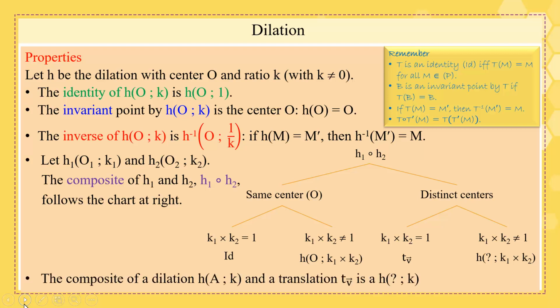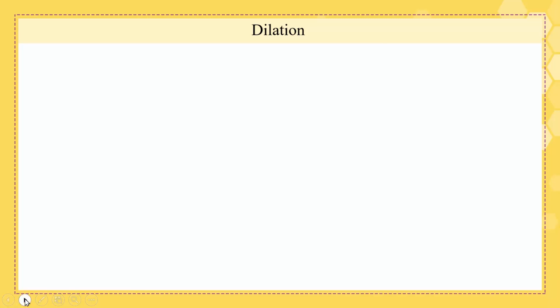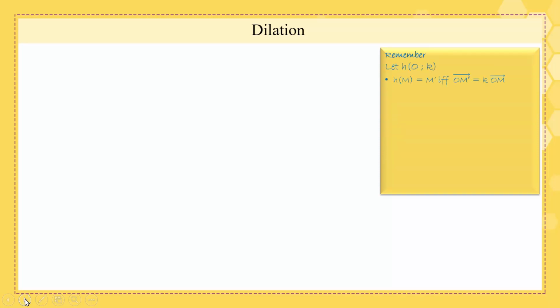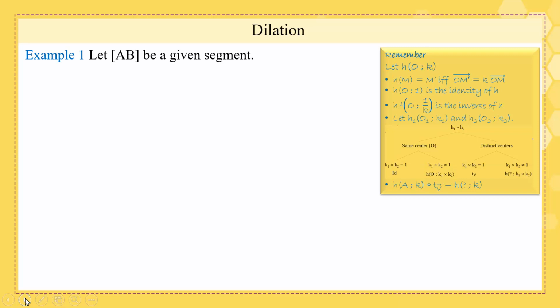The composite of a dilation of center A and ratio K and a translation of vector V is a dilation of unknown center to be determined and a ratio K, which is the ratio of H. Now, remember these rules that are mentioned in the first slide. Let us go to the example.